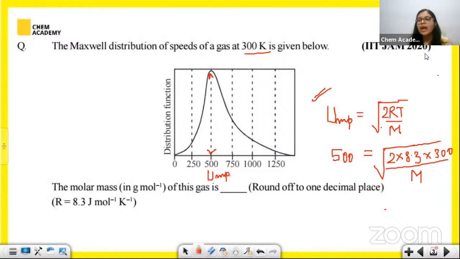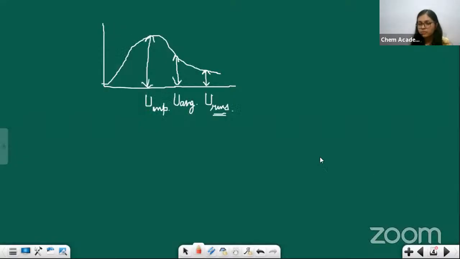So here we have been given this distribution curve at 300 Kelvin. Okay, so we have to determine the molar mass of this gas. So as I was explaining earlier, if we have a distribution curve, wherever the peak is maximum, that speed is actually the most probable speed or the most probable velocity. Now, if we shift a little from the peak where it is highest, then we get the average velocity. And if we shift further away, then we get the root mean square velocity.